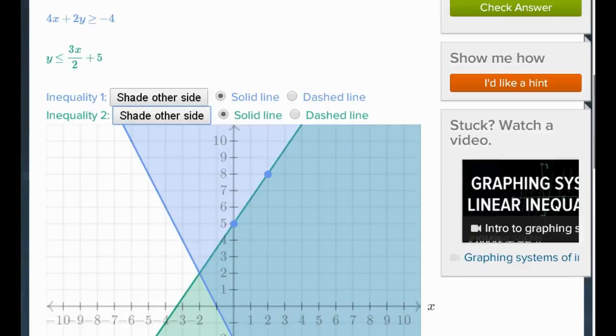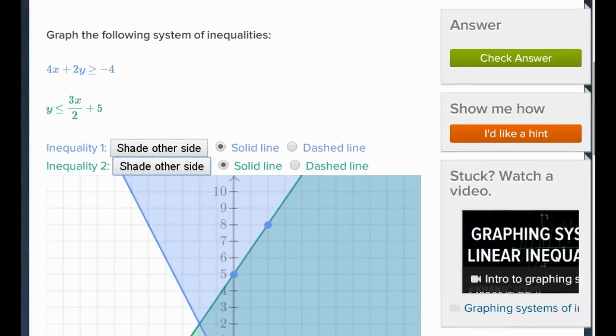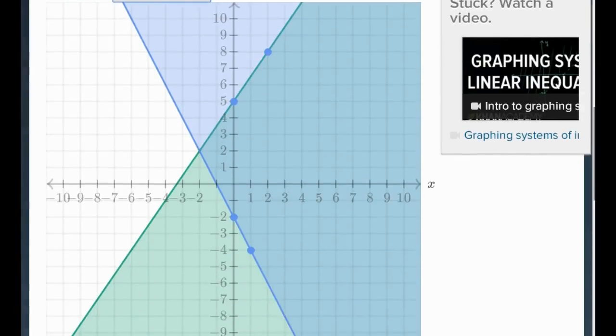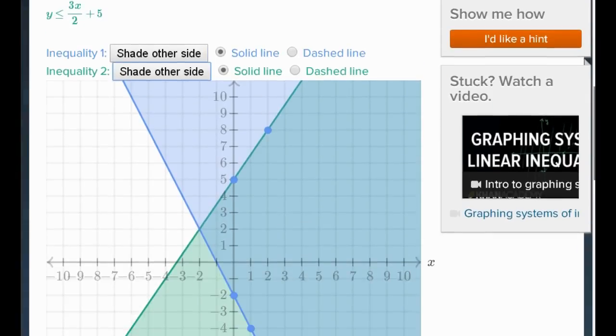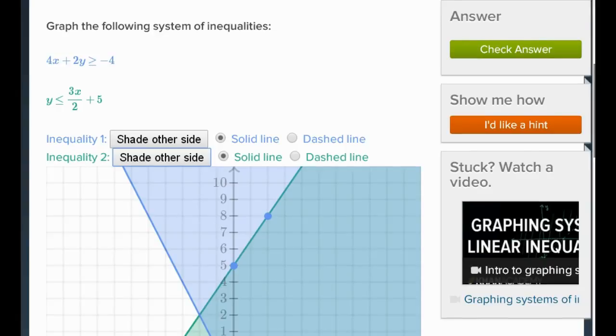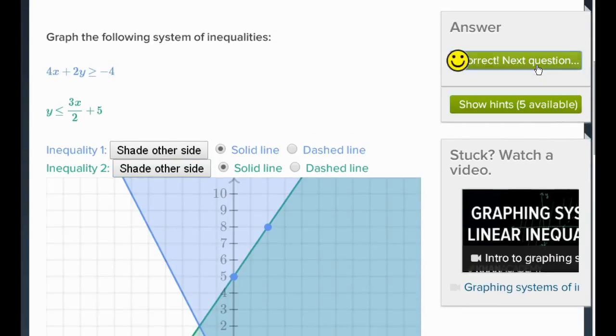So it's clicked yes. And then if we made no mistakes, you guys agree with this? This is what you got? Same thing, right? Yep. I hope so. Okay, and then yep, it says it's correct.